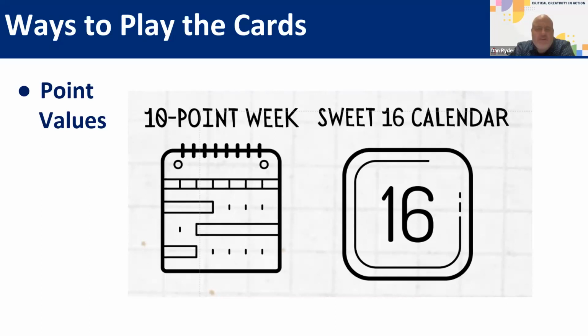So there are 2 ways right here that we can use the point values to plan activity. So one is a 10-point week where you go through the deck and you select 10 points worth of cards from the deck. And that provides about 4 days worth of meaningful activities for your classroom. Another option is to do what we call the Sweet 16. You lay out a 4x4 grid of cards, and each row represents a week of instruction. And I would suggest rearranging the cards until each week has approximately 10 points worth of activities.